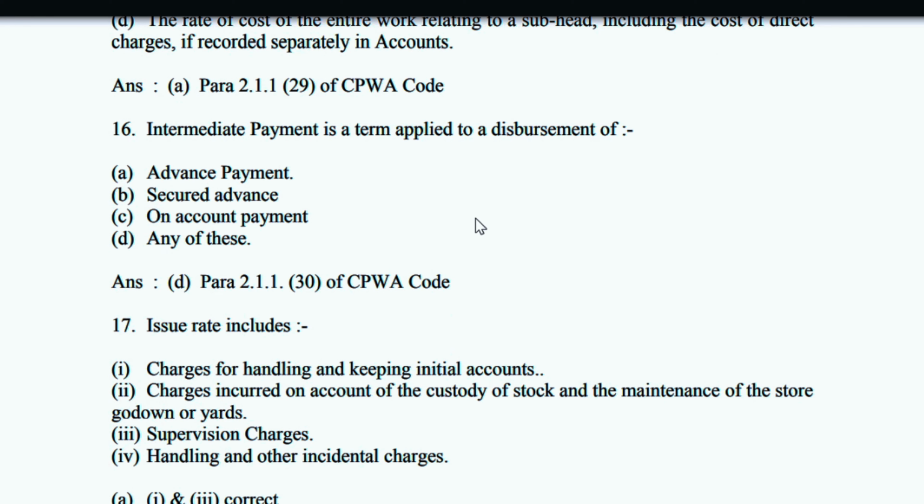Number 16. Intermediate payment is a term applied to a disbursement of any of these: advance payment, security advance, on account payment.